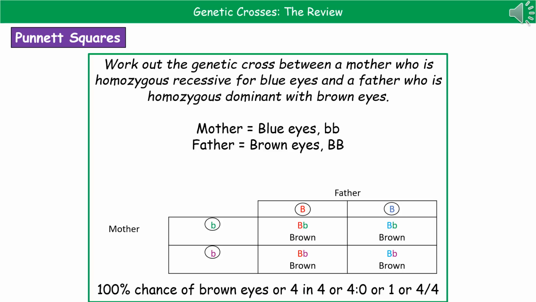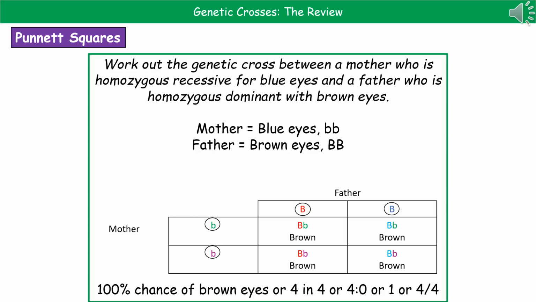So mother is homozygous recessive, 2 lowercase b's. The father homozygous dominant, 2 capital B's. We then identify the gametes, so we can just split those into the individual gametes. So the father has a capital B and a capital B, the mother 2 lowercase b's.